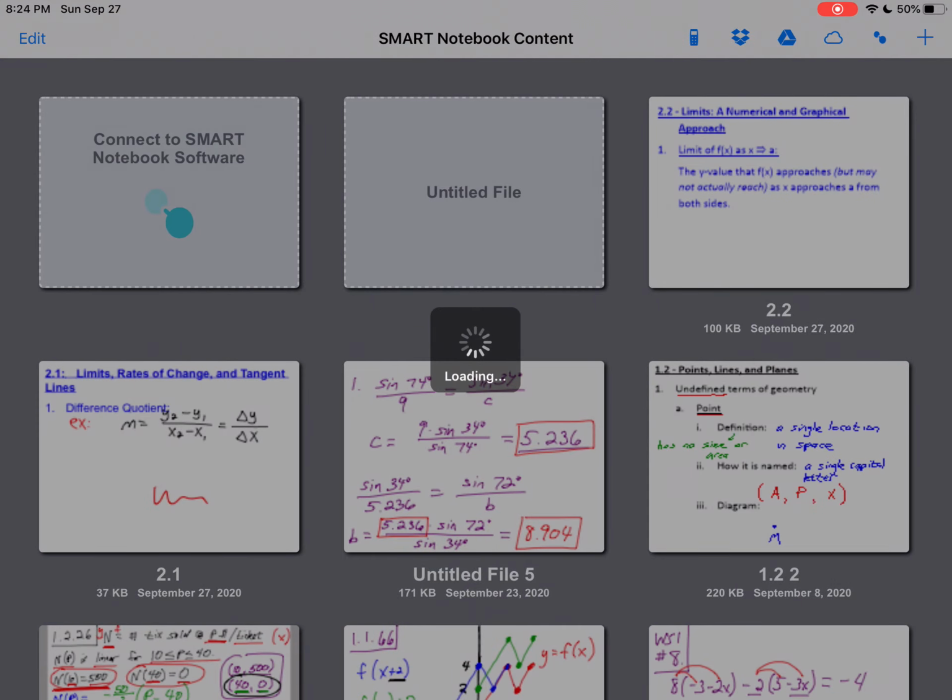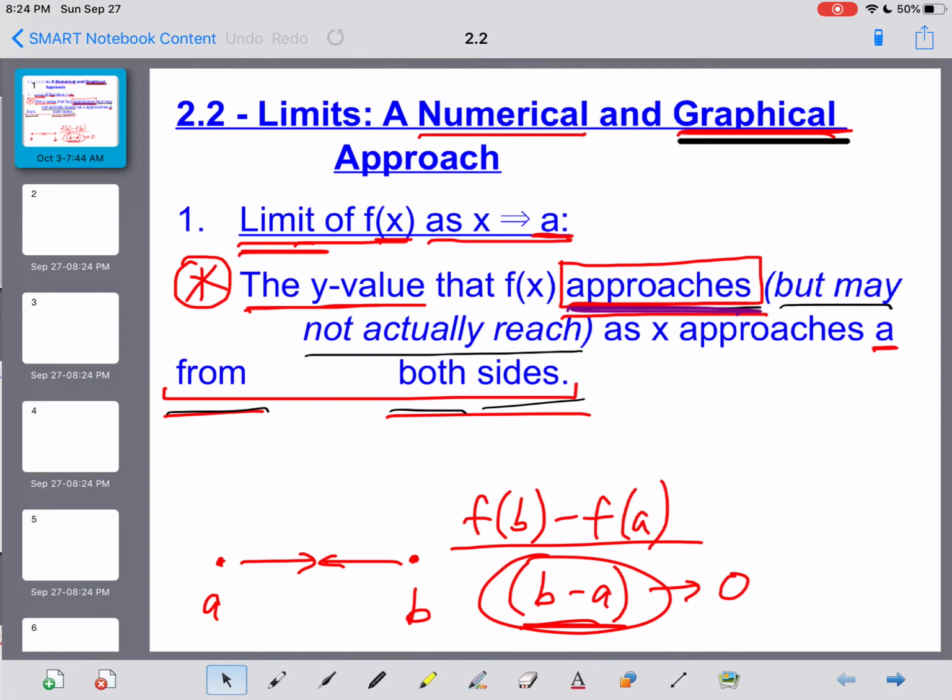Undo. Oh, now we've done it. That was really bad. Okay, let's try that one more time.